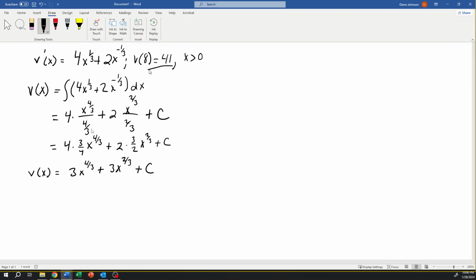So that means that when we replace the x with 8, our function v is going to be equal to 41. So if we plug that in or substitute that into our general solution, we end up with 41, and then we replace the x with 8. So this would be 3 times 8 to the 4/3 power plus 3 times 8 raised to the 2/3 power plus c. And so we want to solve this equation for c.